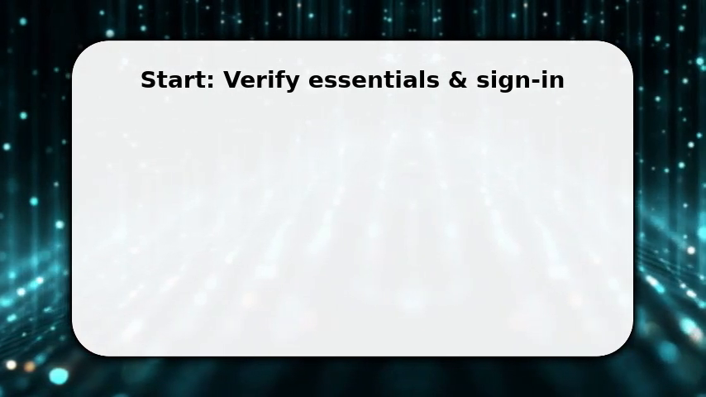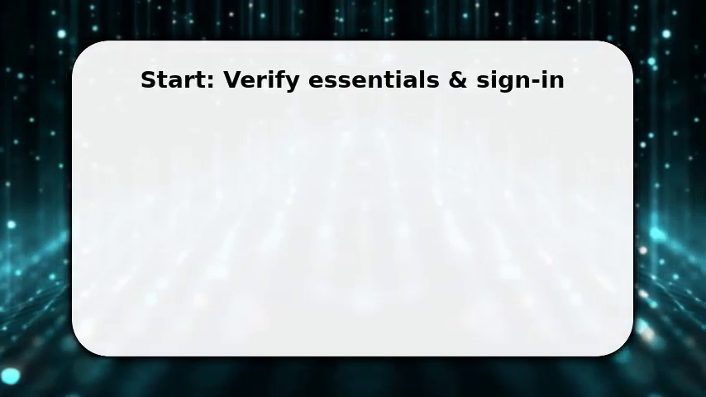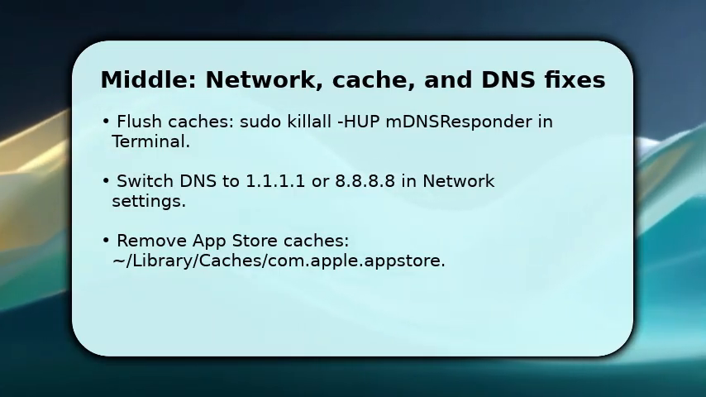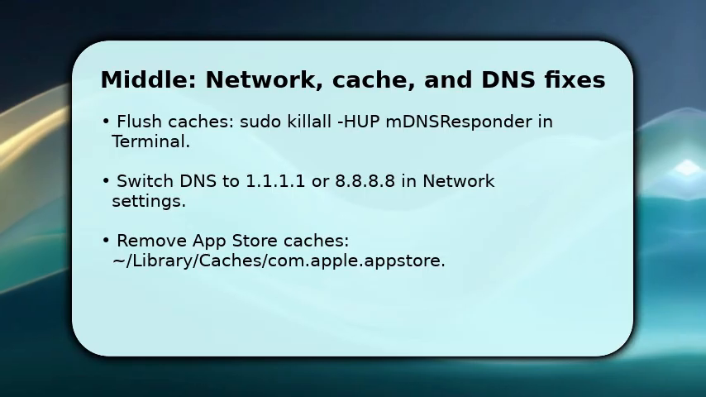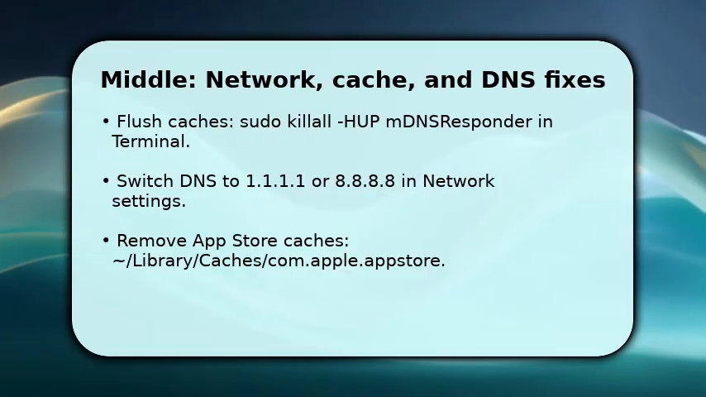Once signed in, tackle network resolution and caches. Open Terminal and run sudo killall -HUP mDNSResponder to flush DNS caching, then change DNS servers to 1.1.1.1 or 8.8.8.8 in network settings to avoid ISP blocks.